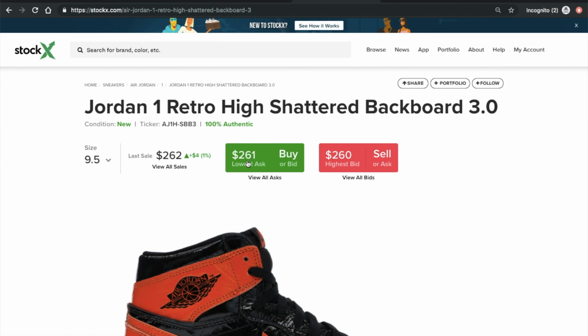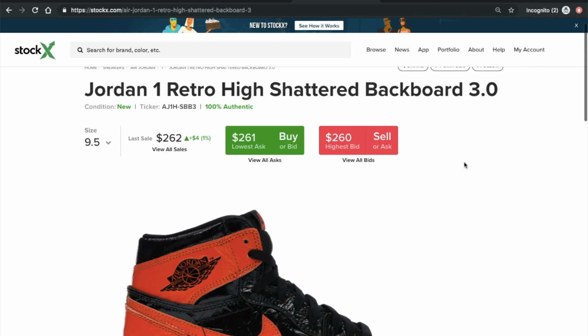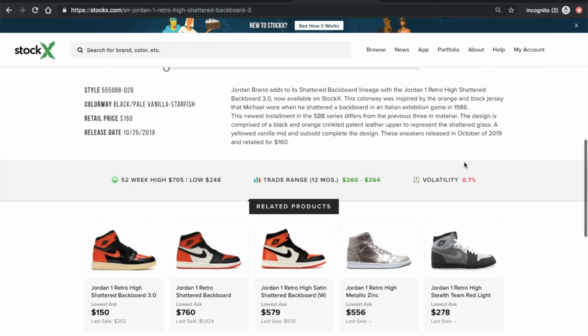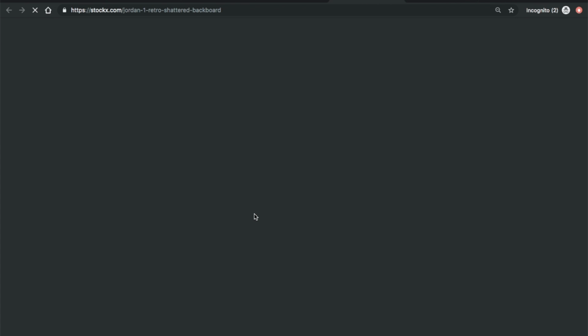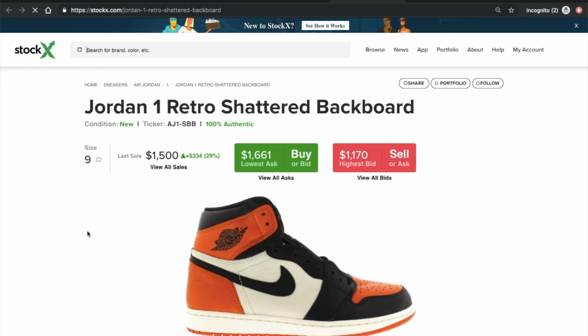The shoe's currently sitting at around $260. If we can get this up to about $380 to $400, I will be more than happy with my investment here, okay? And just to show you guys the Shattered Backboard 2.0s, these came out a few years ago, and they were the second iteration of the shattered backboards.